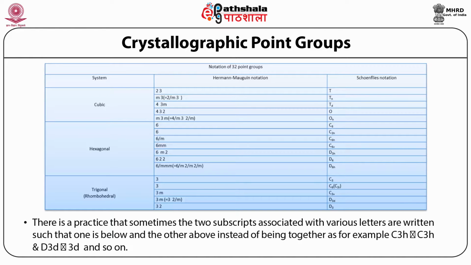There is a practice that sometimes the two subscripts associated with various letters are written such that one is below and the other above instead of being together. For example, Schoenflies notation C subscript 3 superscript H is equivalent to capital C with a subscript 3H, and capital D subscript 3 with a superscript D is equivalent to capital D with a subscript 3D, and so on.